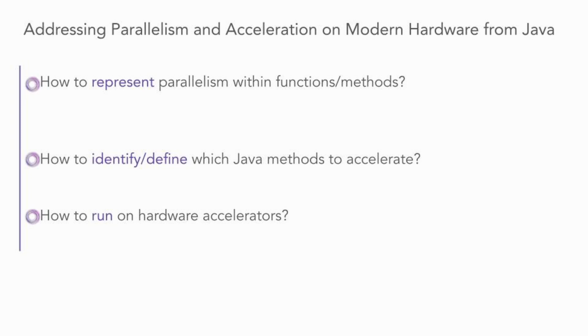The last question that we ask is, let's say we can represent parallelization and we can identify, then how do we run it? How do we submit code to the GPU, to the FPGA? How do we get results? How do we profile applications? The keyword here being run, how to run this code.